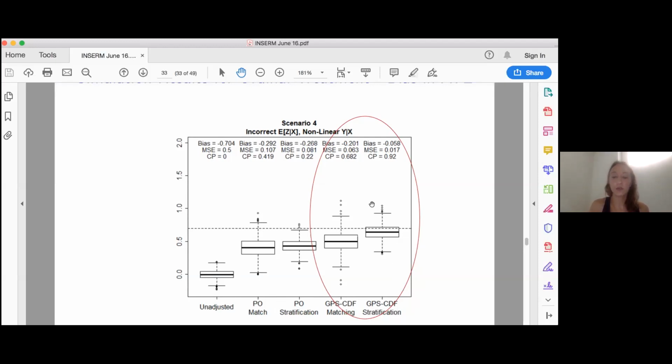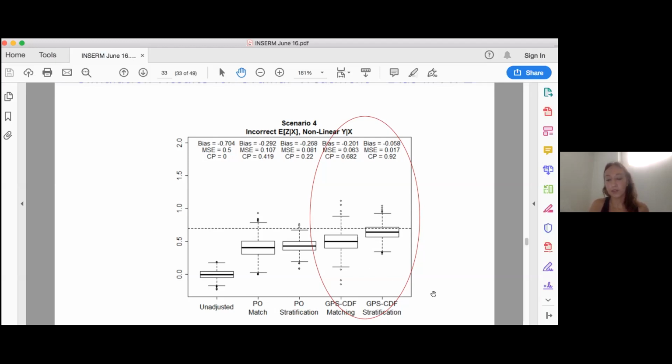So in fact, we tend to see pretty good results for stratification. There is bias, but it's much smaller, 0.06. MSE is okay, and coverage probability is getting near the nominal level, especially versus the only other method that actually exists for ordinal data, which are these. You'd have to fit the proportional odds model.